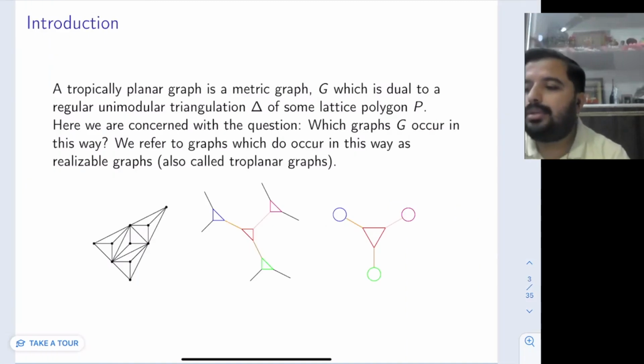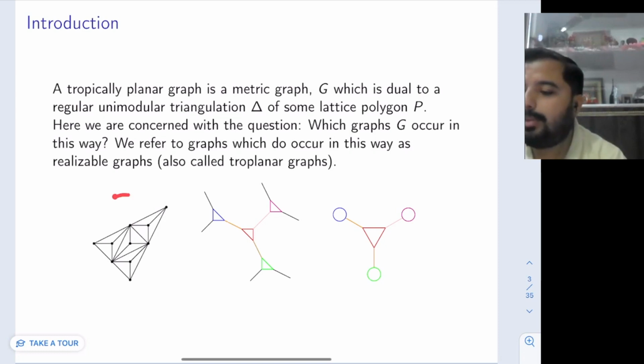So let's introduce the central theme. For us, a tropically planar graph is a metric graph G, which is dual to a regular unimodular triangulation delta of some lattice polygon P. The central question that we are dealing with is which graphs G can occur in this way. I'll try to take your attention to the picture, which encapsulates almost all of the discussion that we'll be having.